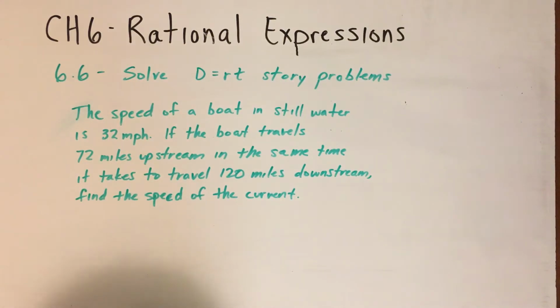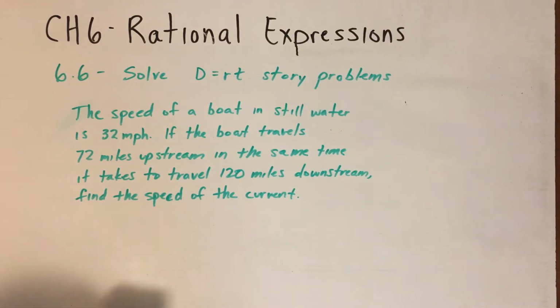The speed of a boat in still water is 32 miles per hour. If the boat travels 72 miles upstream in the same time it takes to travel 120 miles downstream, find the speed of the current. So let's pick this apart and see where all of the important numbers are.